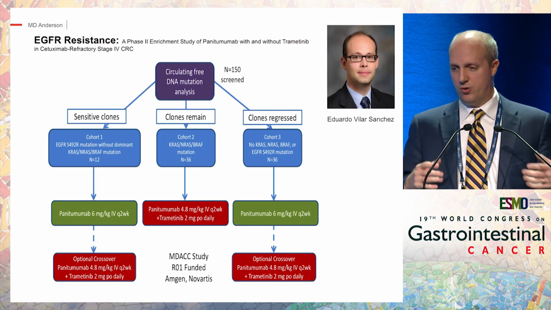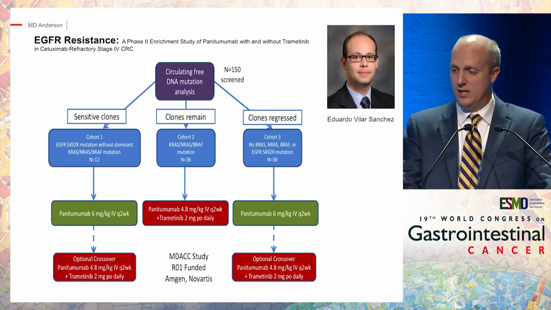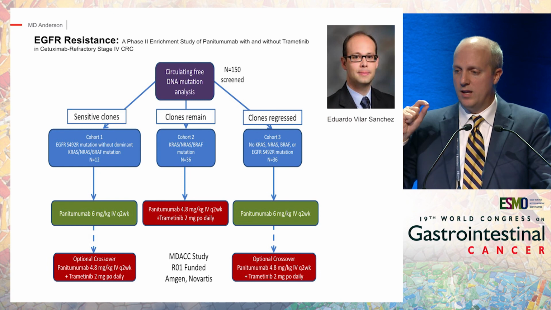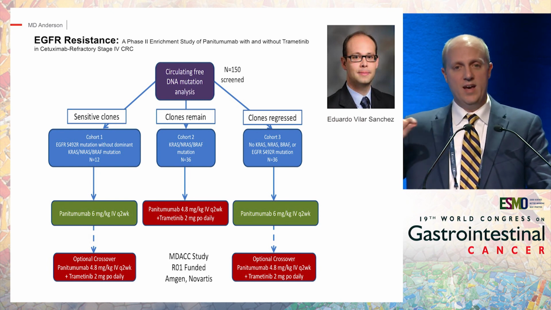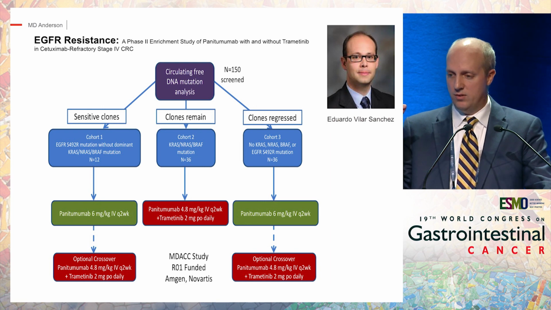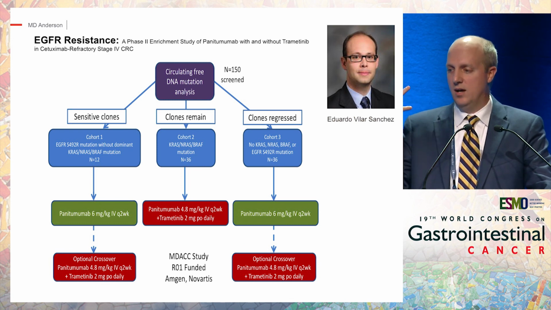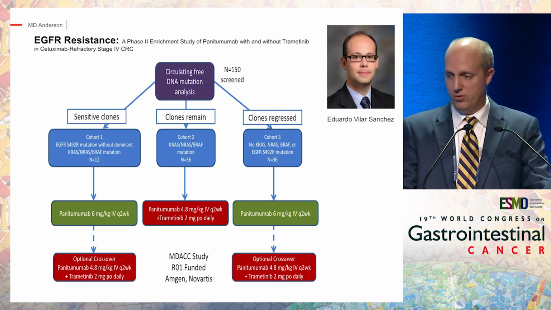But there are clinical trials. I just showed one that Dr. Villar-Sanchez from our institution is leading, where we're looking at those patients who've had EGFR therapy, and if there are sensitive clones there, they're getting a certain treatment. For example, with the ectodomain mutations, if clones have regressed, then patients can get retreated with EGFR inhibitors, and for clones that remain with RAS mutation, there's a combination regimen ongoing.